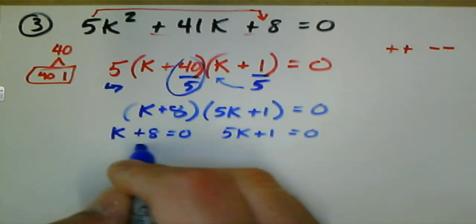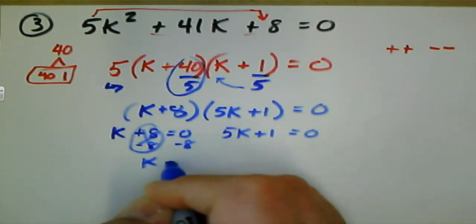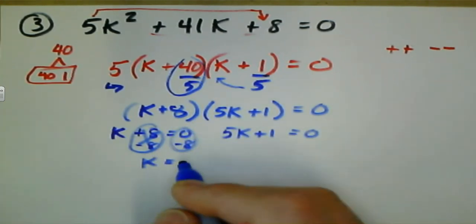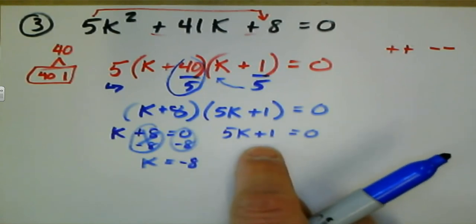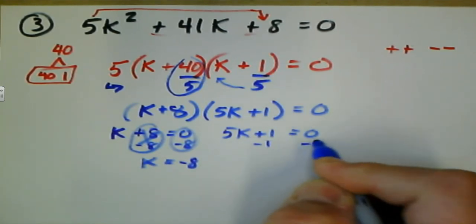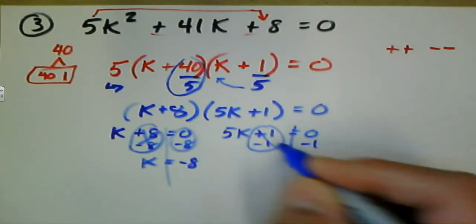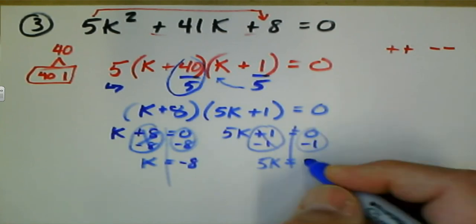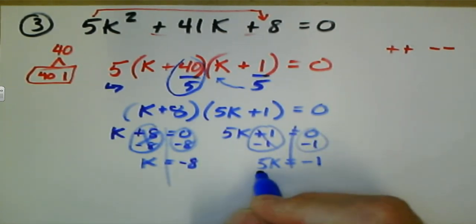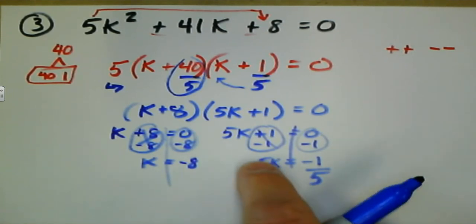So I subtract 8 because I want to get K by itself. It's isolating the variable. 0 minus 8 is negative 8. I'm going to get rid of that 1 first. My opposite operations are gone. I'm left with 5 times K, and then I have 0 minus 1 is minus 1. And then I divide. To get rid of 5 times K, I need to divide by 5.